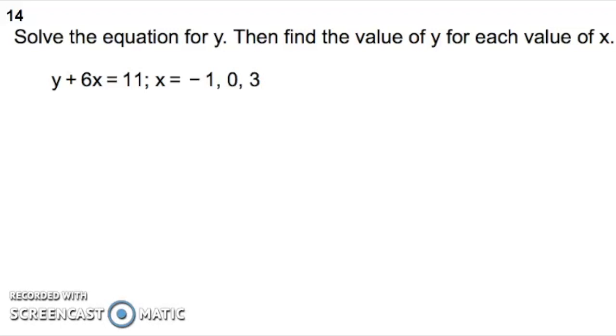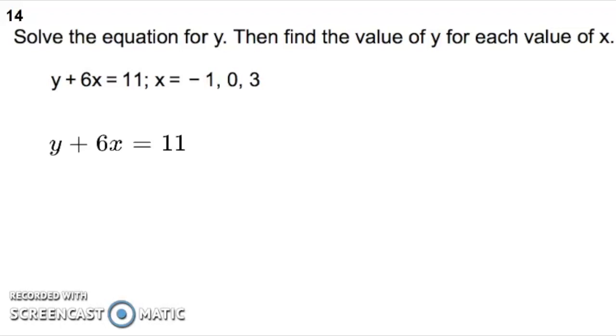Number 14, it says solve the equation for y and then find the value of y for each value of x. So we have our equation here, y plus 6x equals 11, and then it has my values of x, which is x equals -1, x equals 0, and x equals 3. So now we got to solve the equation first.